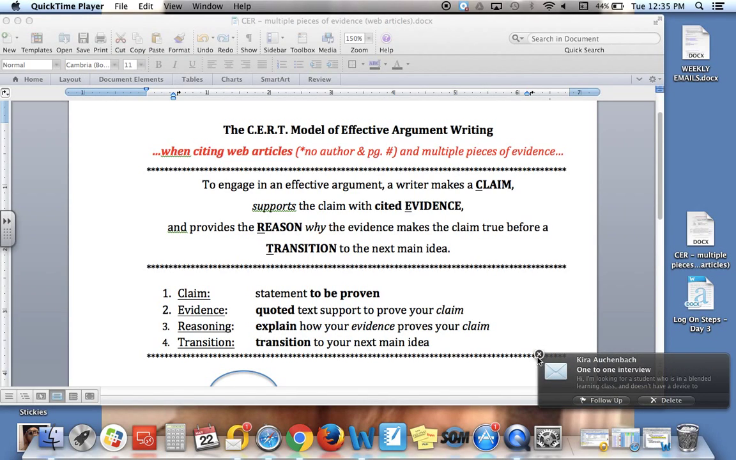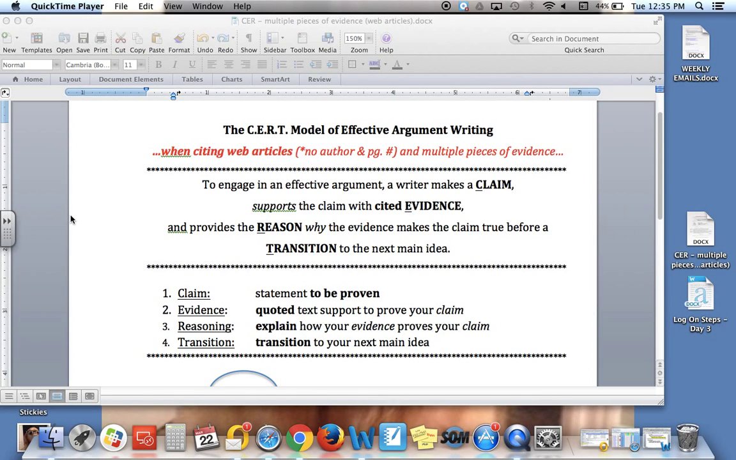Okay, let's talk about the CERT model of effective argument writing when citing web articles. You know, we've practiced this with books, and for books, we use the author's last name and page number for the citation. But oftentimes with web articles, with websites, we don't have an author or page number. So I want to show you how to cite when you're quoting from the internet.